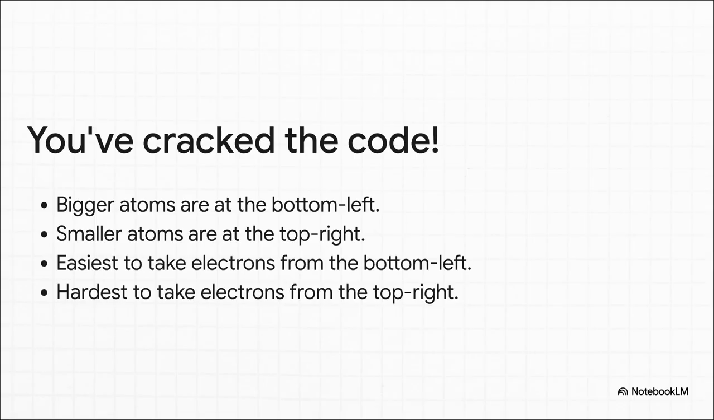Now you can look at that table and you just know things. You want to find the biggest atoms, the ones that give up electrons easily? Look to the bottom left. Want to find the smallest, stingiest atoms that hold on for dear life? Top right. It's that simple.